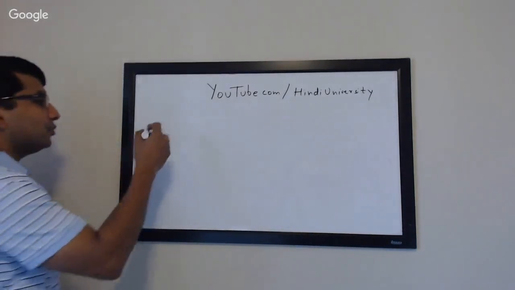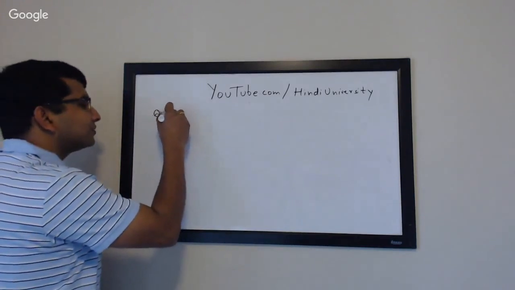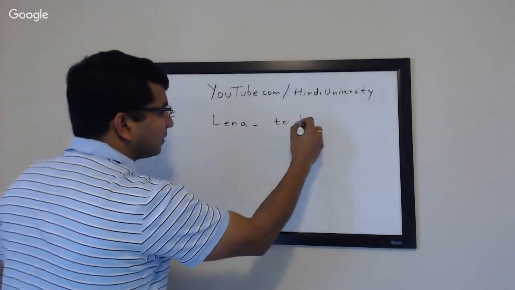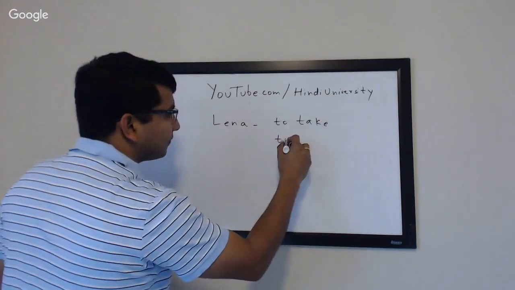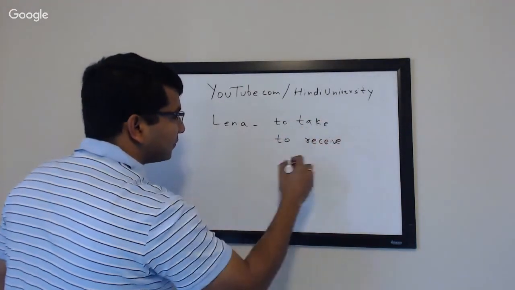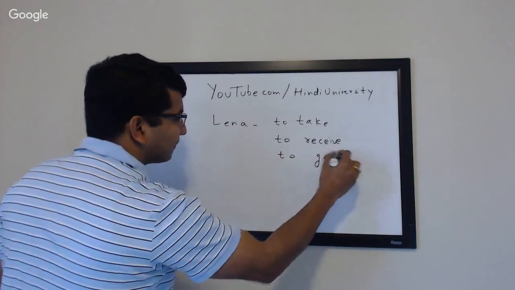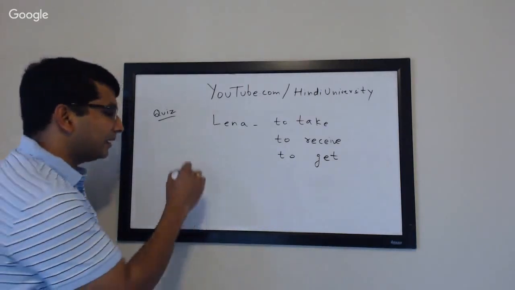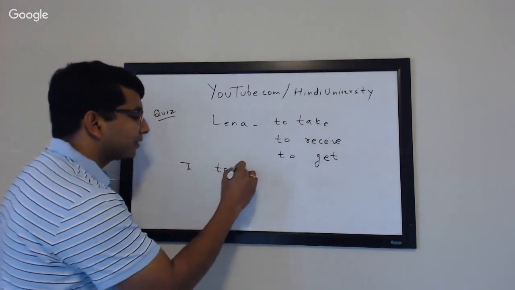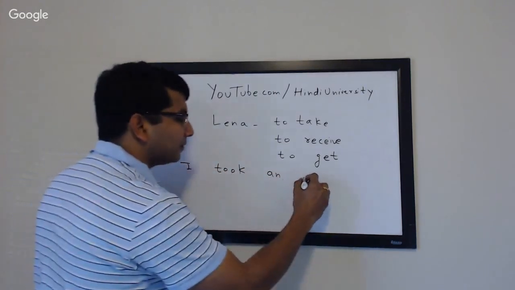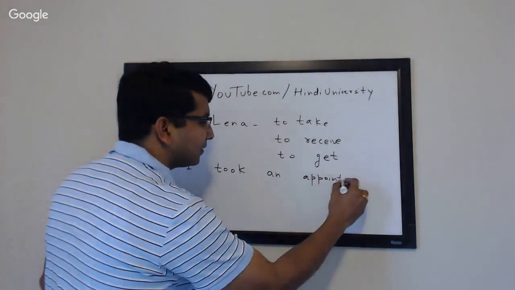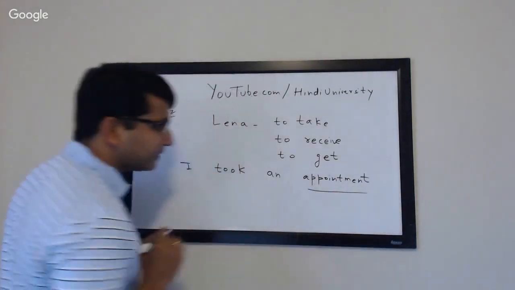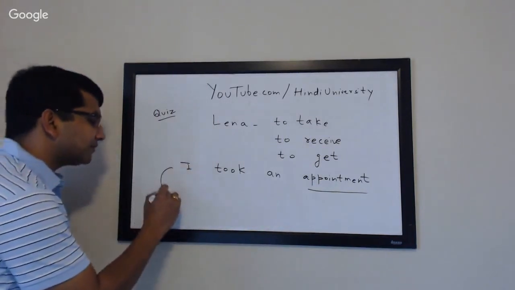So before I give you, I want to quiz you. Okay. So Lena, the verb is to take or to receive or to get. Okay. So let's say you took an appointment for something, right? And you want to say, I took an appointment. Don't worry about the word appointment. You can keep it as it is. Now your objective is to say this in Hindi.